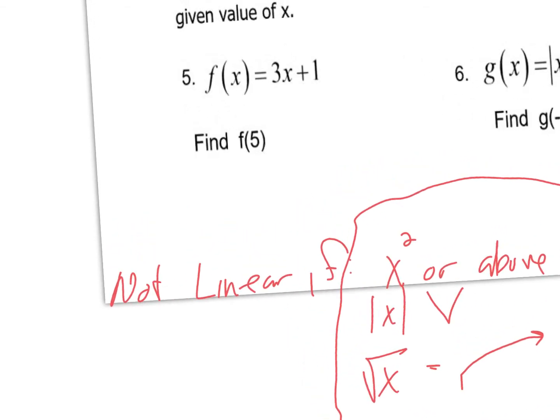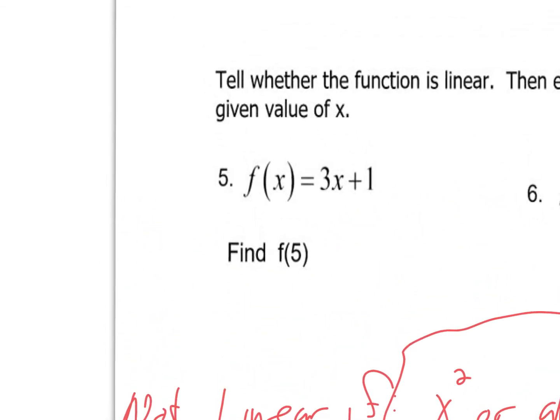So let's go to our example here. First off, in this function right here, do we have any exponents? The answer is no. Do we have absolute value? The answer is no. Do we have radicals? The answer is no. Therefore, this is a linear function.